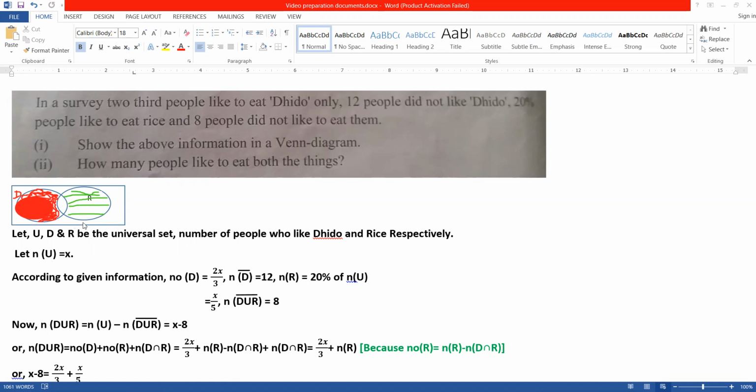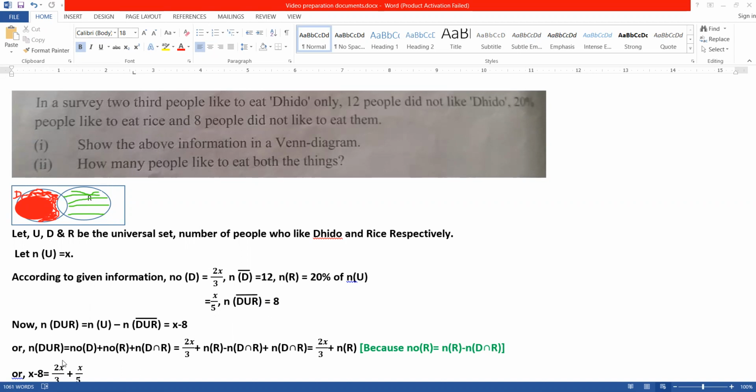So from the definition of the universal set, the cardinality of the universal set, which is shown by the rectangle here, this whole thing is N(U). If you deduct the complement outside, then you will definitely get N(D union R), and that equals X minus 8, because you can just see the value. I'm just inputting the value here. N(U) means X from here, and the complement of D union R means 8 from here.